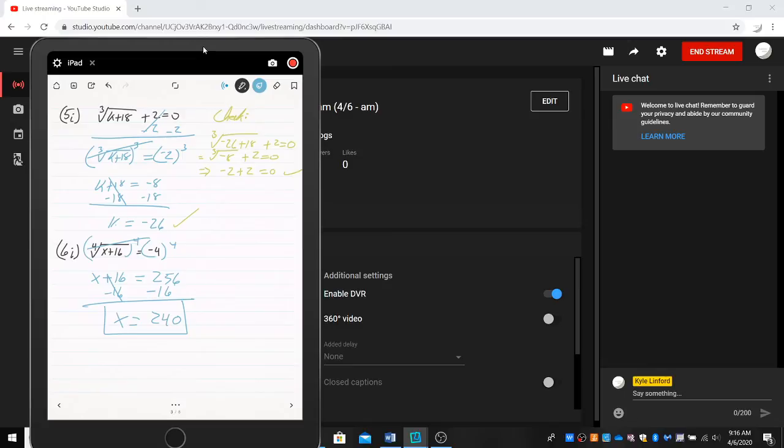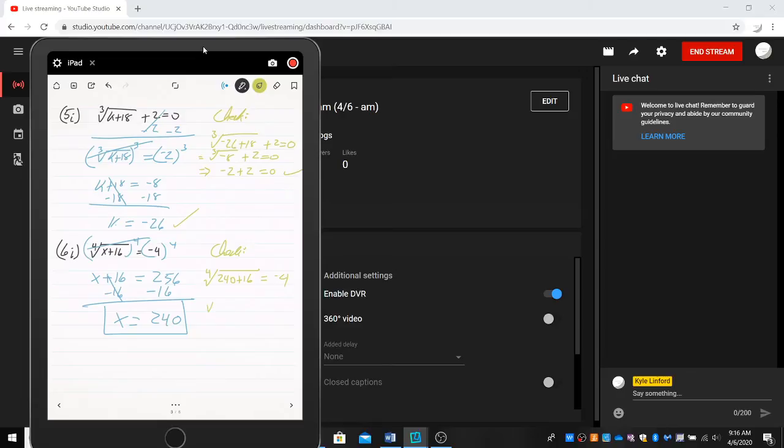Oh, but wait a minute, Linford, wait a minute. You got to check your work. Must check our solution here. So let's see what we get. I'm going to plug 240 back in, so I have the fourth root of 240 plus 16 equaling negative 4. This is what I want to show is true.